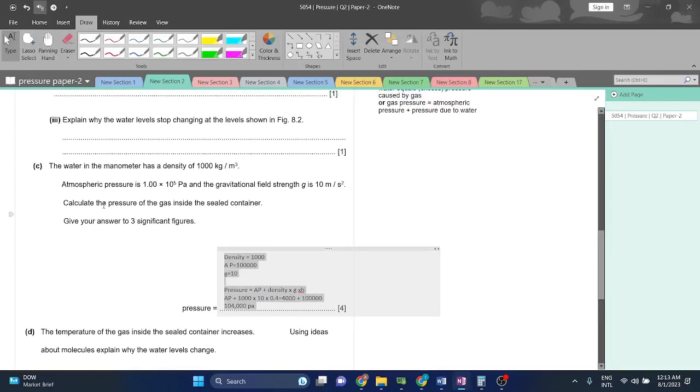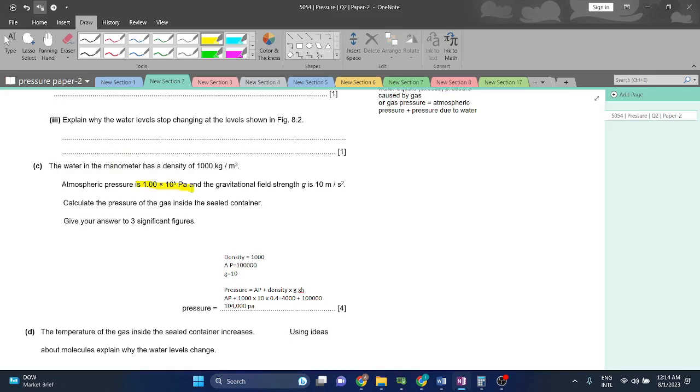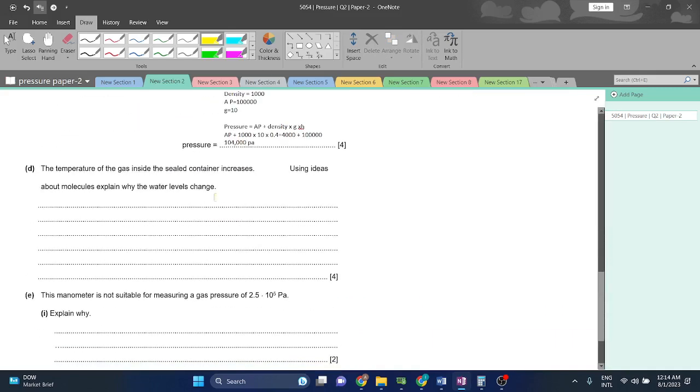And they have told us to calculate the pressure of the gas inside the sealed container. And when they have given a value, that value is going to come in use either way. It cannot be that they just give us a value for no reason. Next: the temperature of the gas inside the sealed container increases. Using the ideas about molecules, explain why the water level changes.